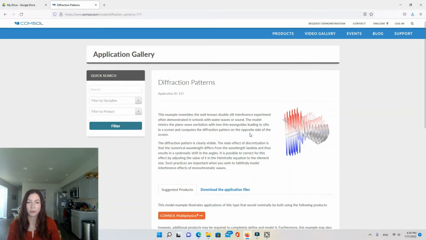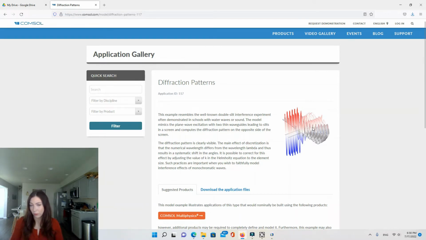So this example resembles the well-known double-slit interference experiment often demonstrated in schools with water waves or sound. Okay, this is interesting. Dealing with wave theory. The model mimics the plane wave excitation with two thin waveguides leading to slits in a screen and computes the diffraction pattern on the opposite side of the screen. The diffraction pattern is clearly visible.